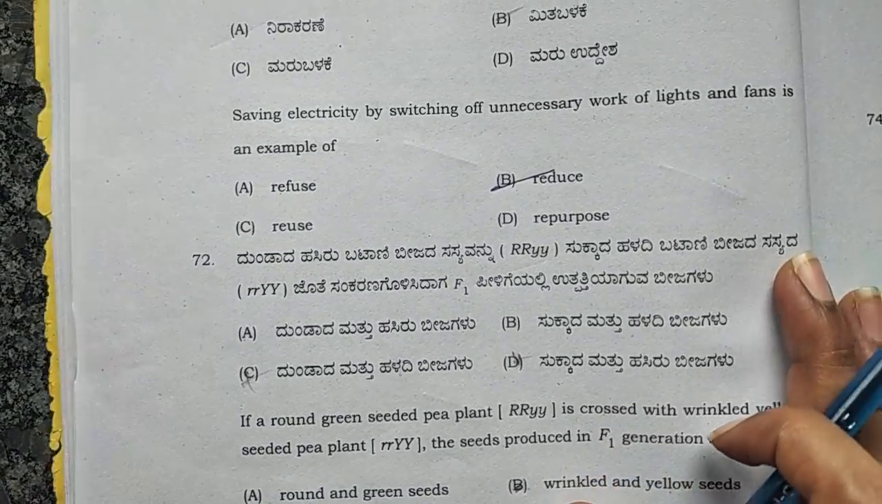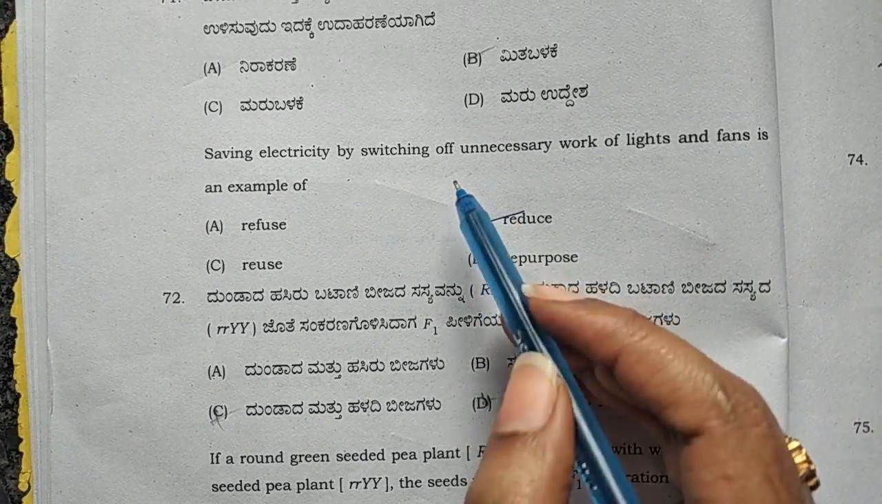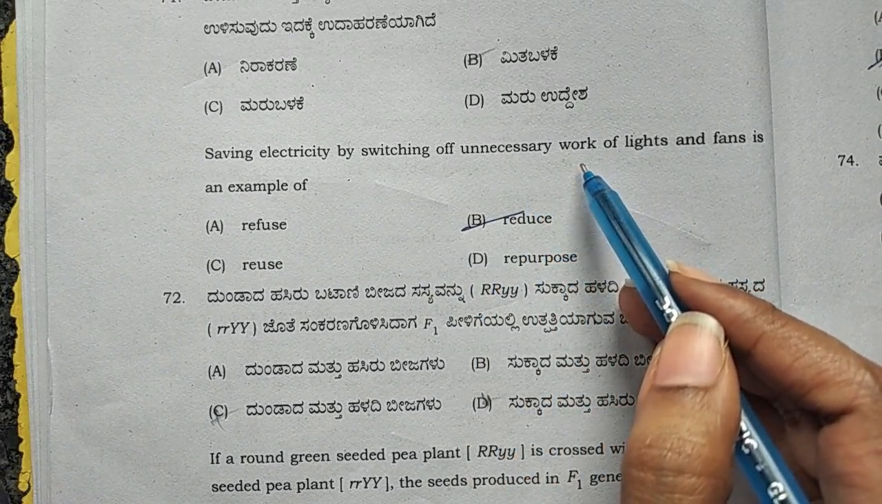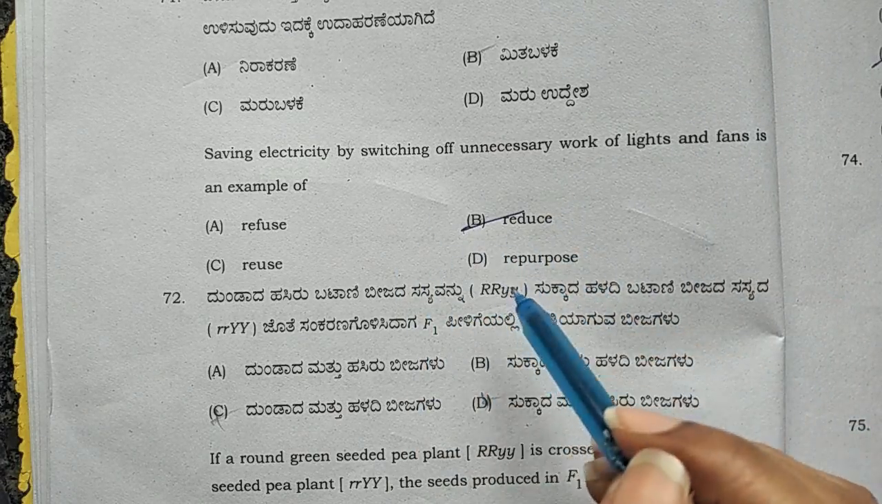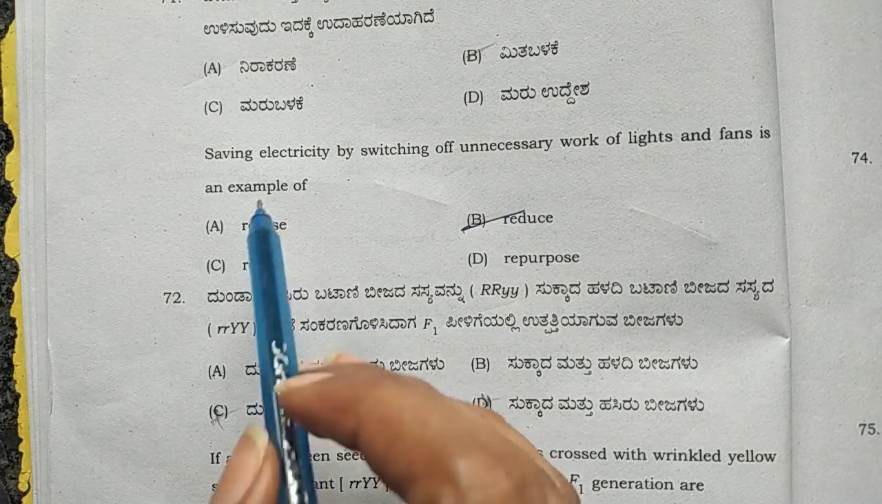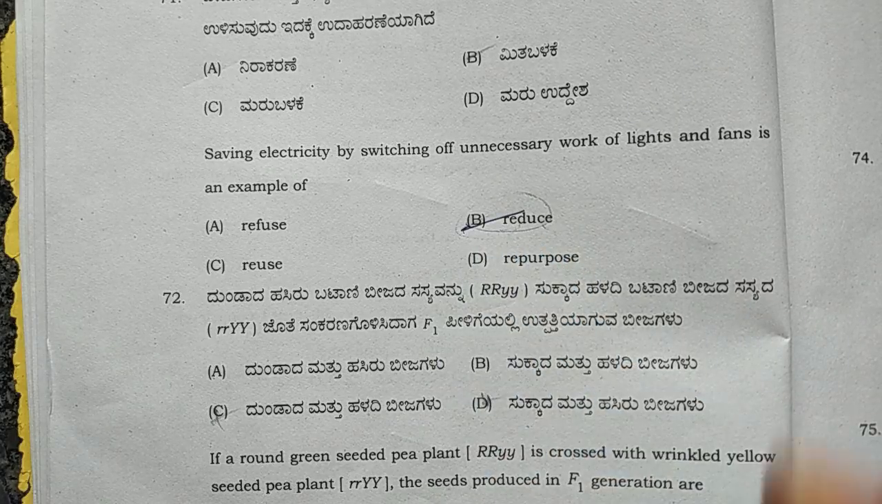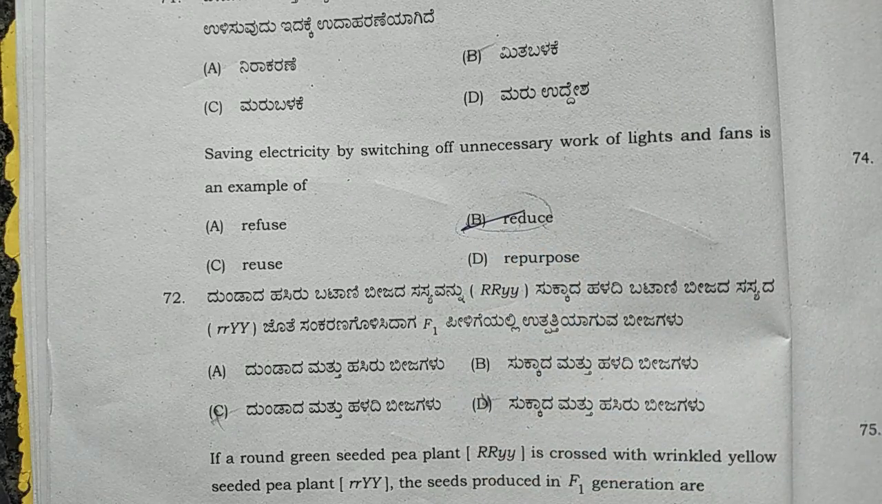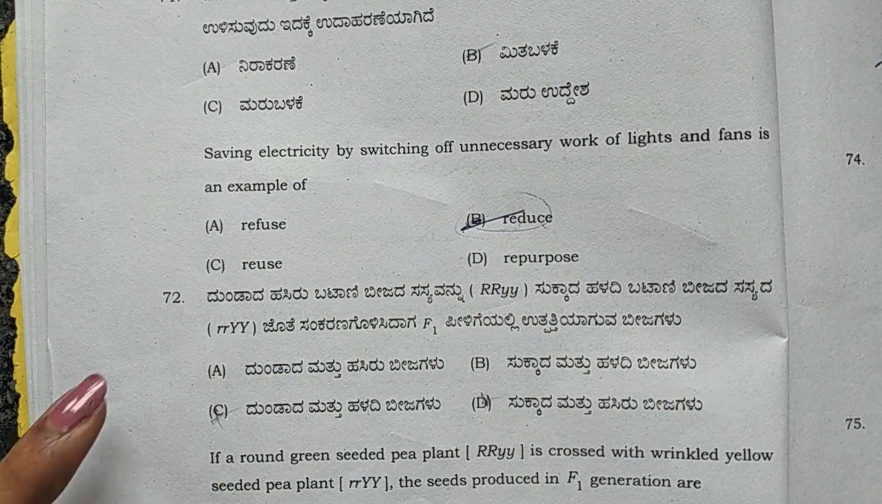Coming to the 71st question, saving electricity by switching off unnecessary lights and fans is an example of reduce, right? You have the 5 Rs to conserve the environment. So whenever it is something like saving electricity by switching off, we will call it reduce. We have to reduce the energy. Fine. So option B is correct for the 71st question.